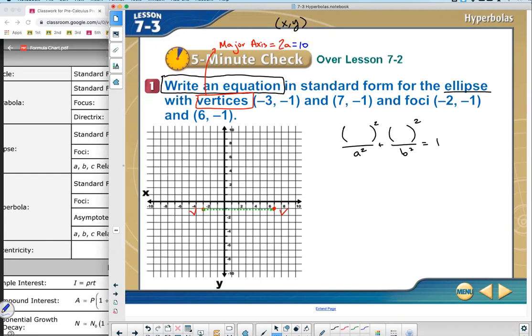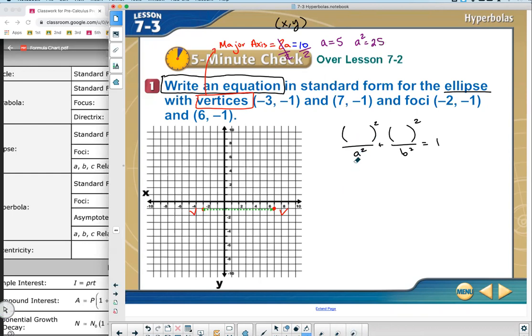That's our major axis. My question for the formula is I've got to get to a squared. So I'm going to go step by step. What does 1a equal? If 2a equals 10, what does 1a equal? 5. And so for the formula, what does a squared equal?